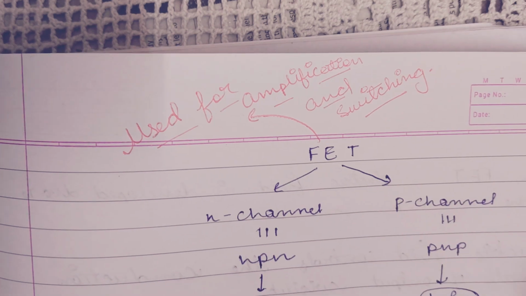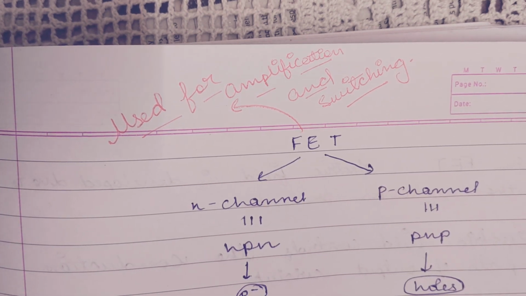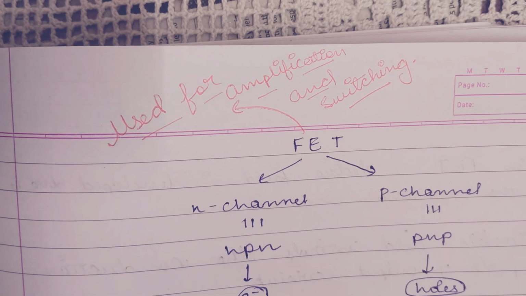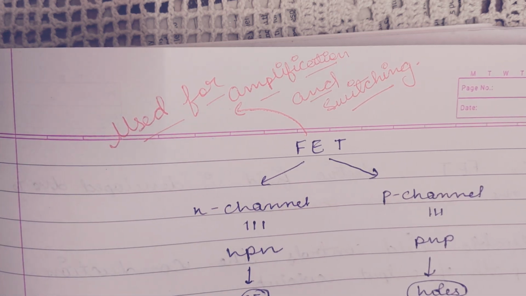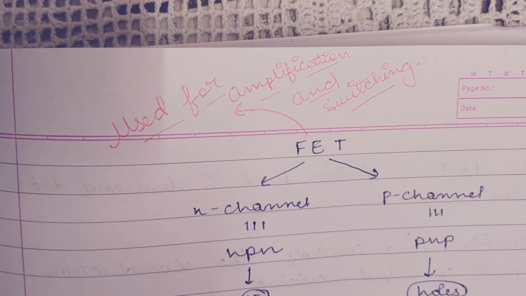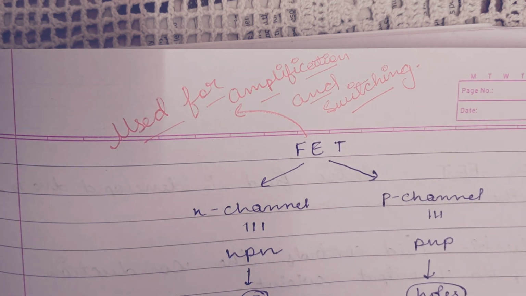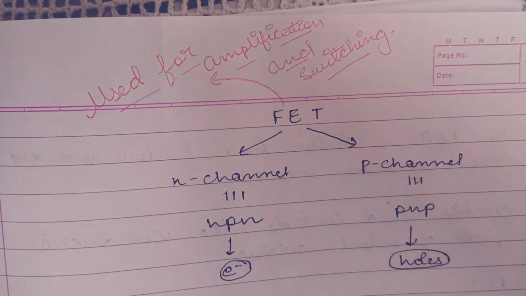FETs can be classified into two types, which are N-channel and P-channel. N-channel is very similar to NPN type transistors, and P-channel is similar to PNP type transistors. N-channel, which is similar to NPN transistors, depends on the electrons present, whereas P-channel depends on the holes present in it.